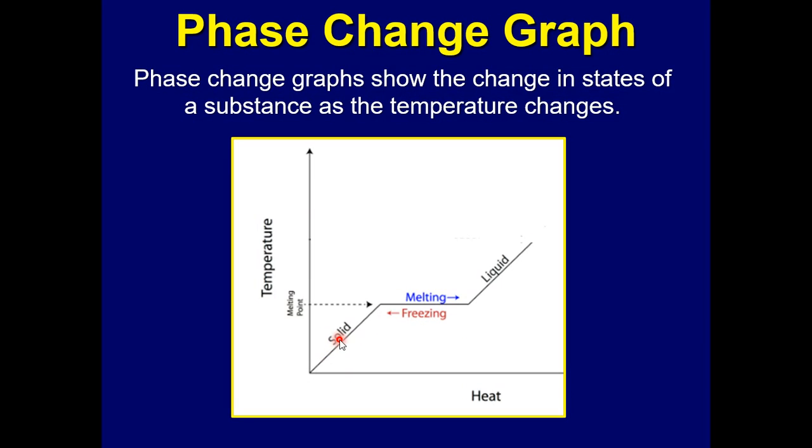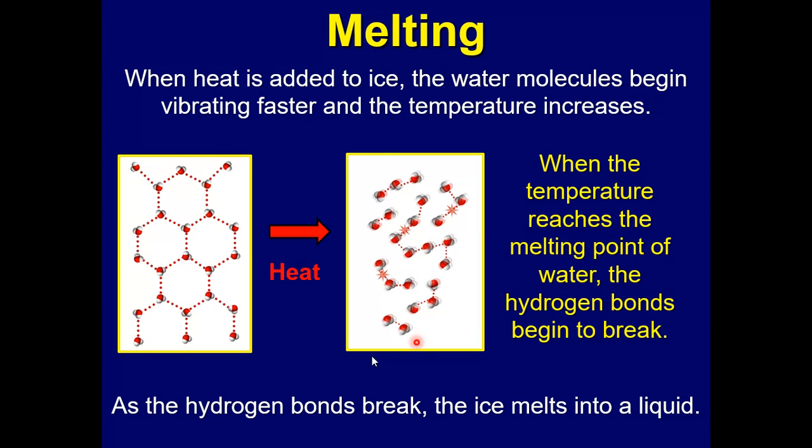So it's going to show how a substance changes from a solid into a liquid, from a liquid into a gas. All right, now when heat is added to ice, the water molecules begin vibrating faster and the temperature increases. And when the temperature reaches the melting point of the water, the hydrogen bonds begin to break, and as the hydrogen bonds break, the ice melts into a liquid.